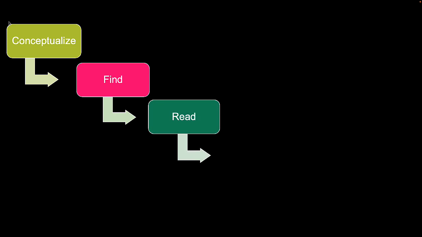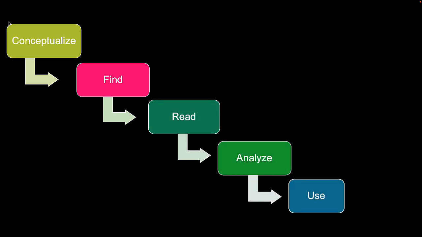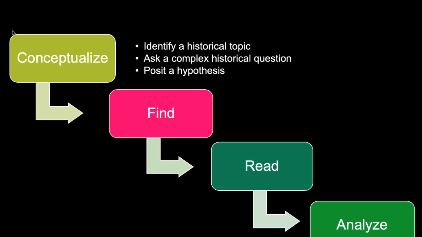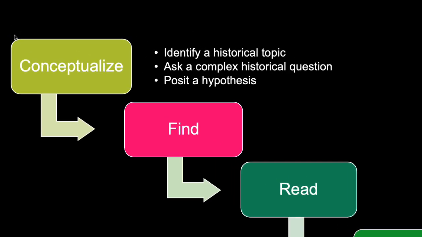In the world of historical research, however, it's a bit more complicated. There are more specific manifestations of each of these stages. So let's take a look at all of the stages together and what this looks like in a historical research process. So first, when we say conceptualize in a historical research project, we mean a few things.